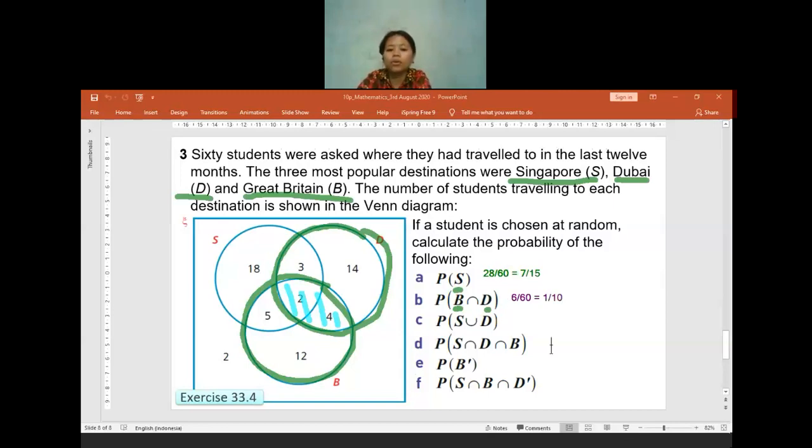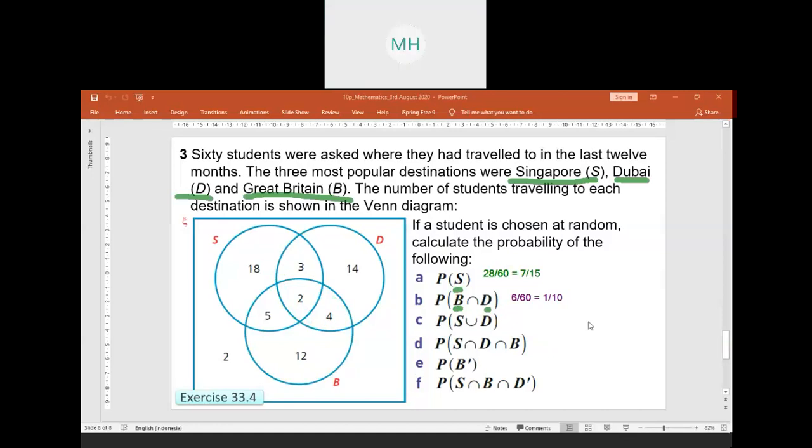Is there anyone who is confused? No? Okay. If no one is confused, let us continue to question C. Probability of S union D. How many will it be for S union D? 46 per 60. Is there anyone who disagrees with Mike's answer, or is confused about getting 46 out of 60? No confusion?